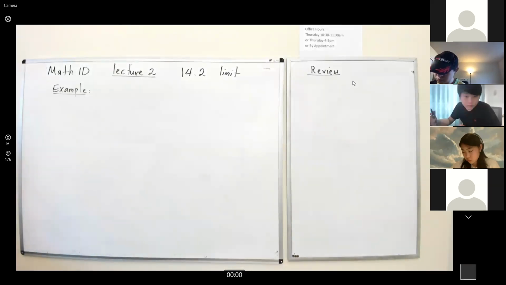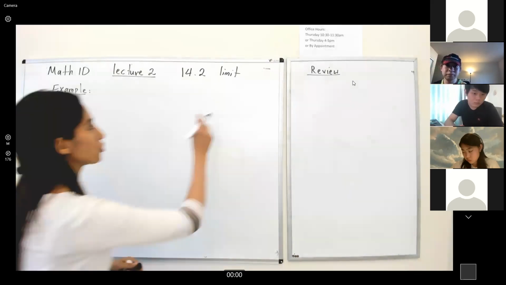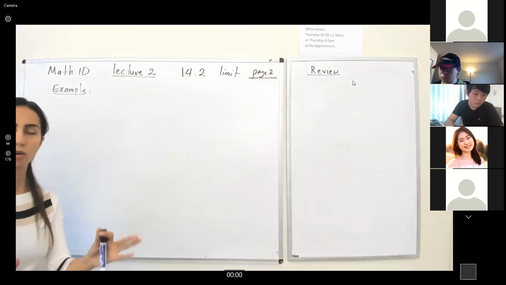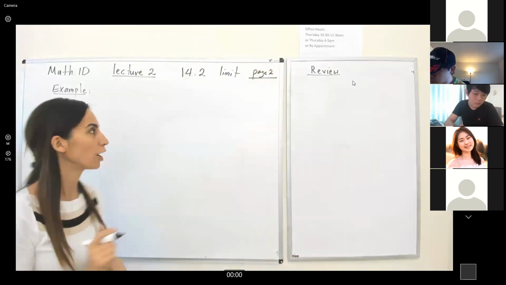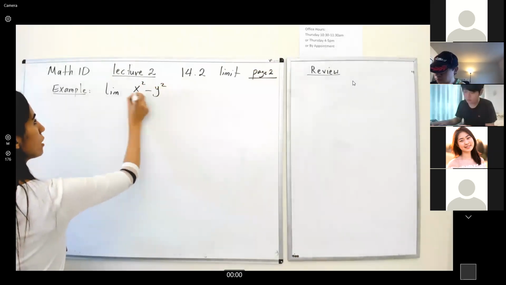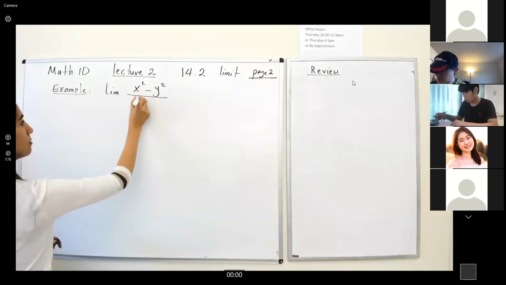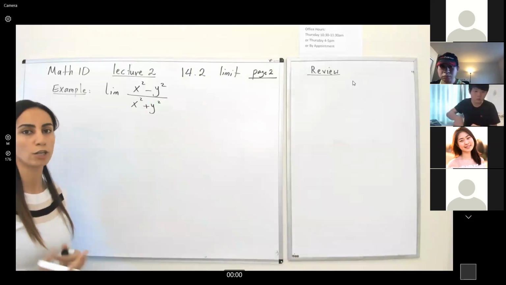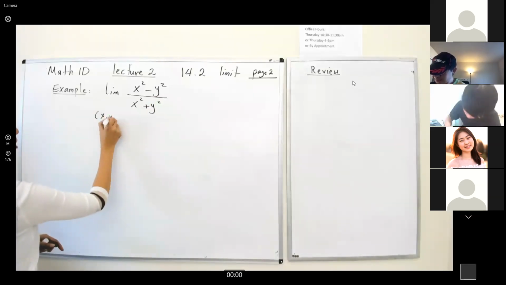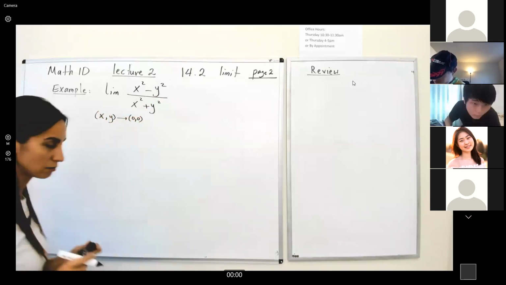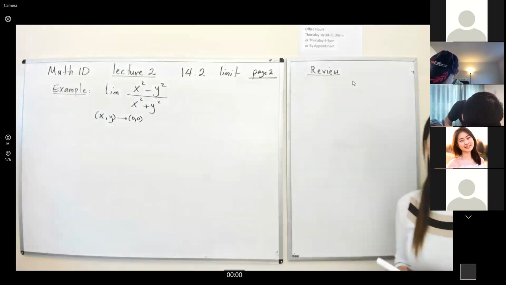Okay, let me change my marker. So we are on page 2. So suppose I give you this function. I give you x squared minus y squared divided by x squared plus y squared, and I'm going to send x and y to the origin. x comma y goes to the origin. What is the limit of the function?